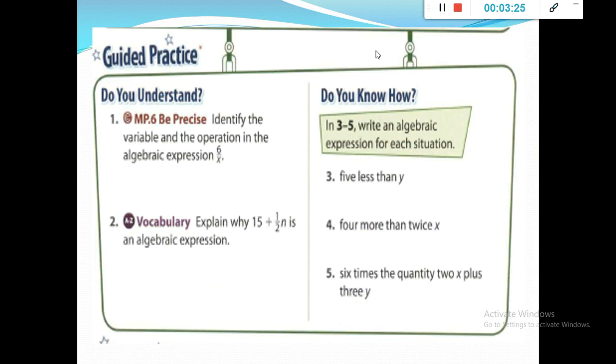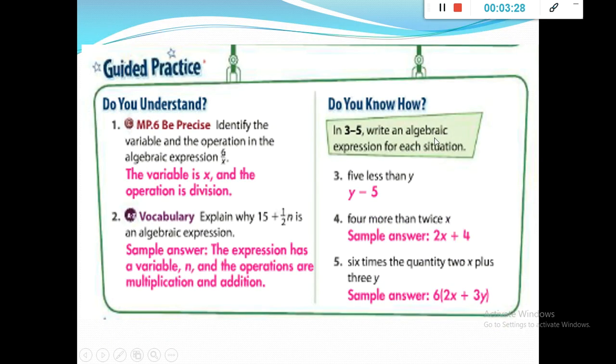Here, let's continue. Now, I will explain why the answer is there. The expression has a variable n and the operations are multiplication and addition, as we mentioned. Now, write an algebraic expression for each situation. He will give me a situation, then I will use a variable, any variable from my mind, and sometimes he will give me the variable and I have to guess or know what the operation is.